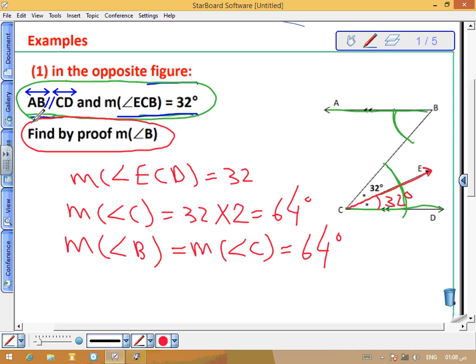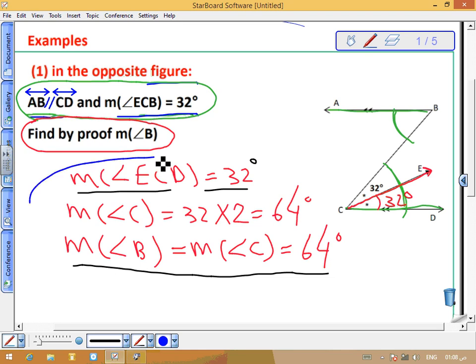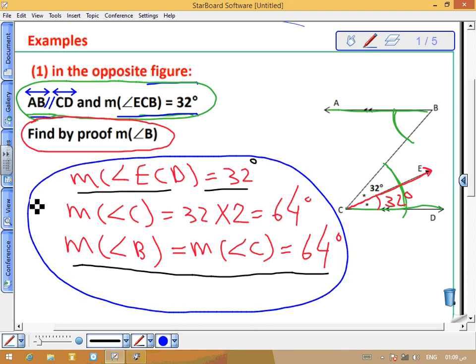Okay, when I solved this problem, I said that measure of angle ECD equals 32 degrees. Then measure of angle C equals 32 times 2 equals 64 degrees. Then measure of angle B equals measure of angle C equals 64 degrees. And this part represents what? This part represents the answer of the problem.